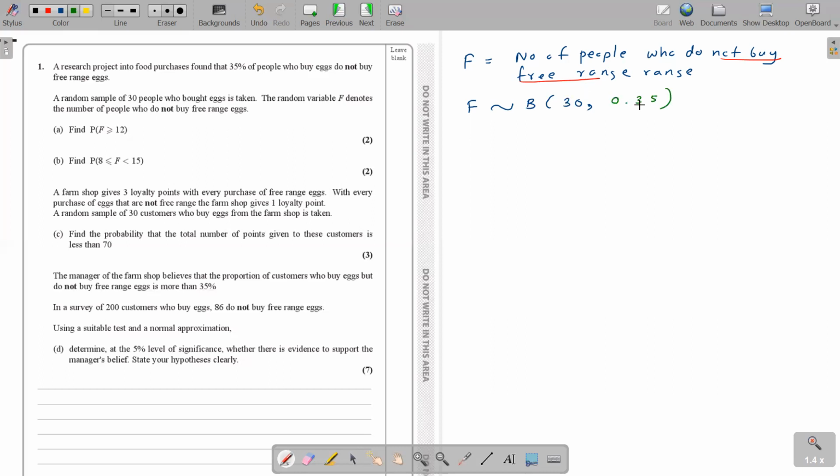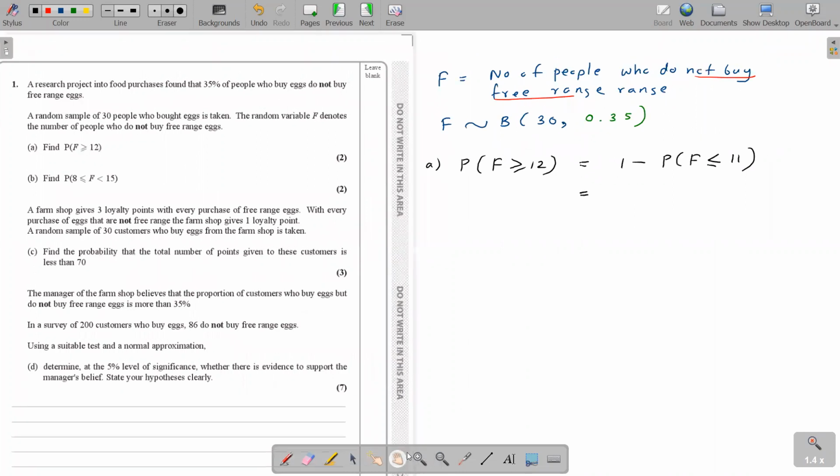Are you with me? So in part A, they want you to find the probability F is greater than or equal to 12. So how do we get the probability F greater than or equal to 12? We will use the cumulative probability table from the formula book. So F greater than or equal to 12 will be what? In the formula book, we have the less than sign. So we will go with 1 minus probability F is less than or equal to what? If this is 12, it should be less than or equal to 11. So these are rules you need to learn in the binomial distribution chapter in the textbook.